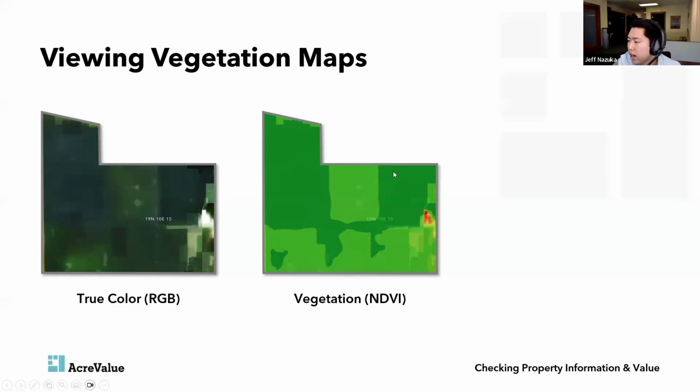So this example that I have here is our normalized differential vegetation index, or NDVI. So this is a measure of crop vegetation health during the growing season. And in particular, NDVI is super helpful for farmers and landowners to track field conditions during the season and make any necessary adjustments to their operations as well.